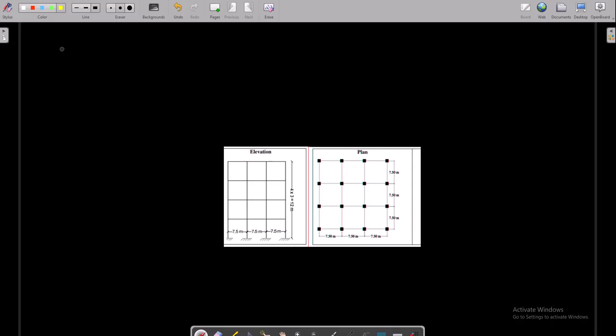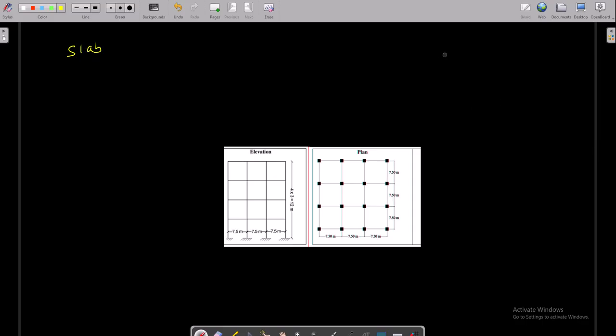Here in STAAD Pro I am using the Connect Edition, which is the latest one. For this particular analysis I am going to consider a structure with an elevation of 12 meters, as you can see in this image. If I calculate the slab weight, I am going to take the self weight of the structure first, which is required for the seismic analysis.